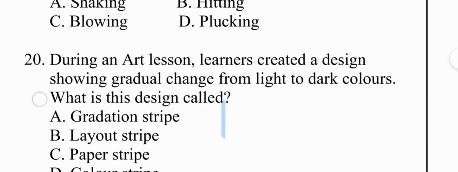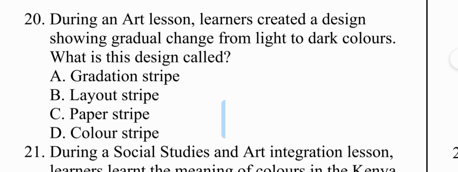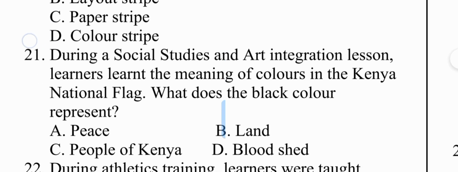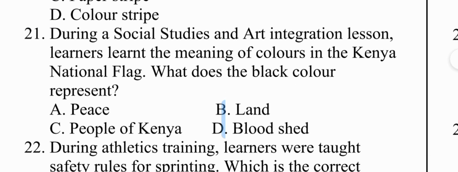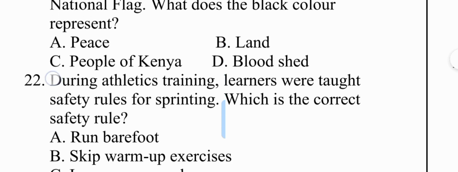Number 20. During an art lesson, learners created a design showing gradual change from light to dark colors. What is this design called? That one is known as gradation strip. The correct answer is A. Number 21. During a social studies and art integration lesson, learners learned the meaning of colors in the Kenya national flag. What does the black color represent? The black color represents the people of Kenya. The correct answer is C.